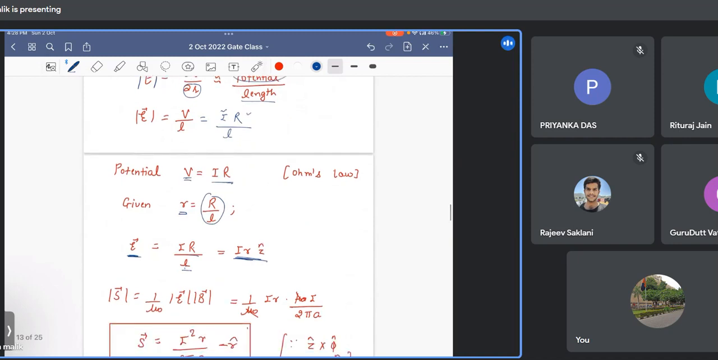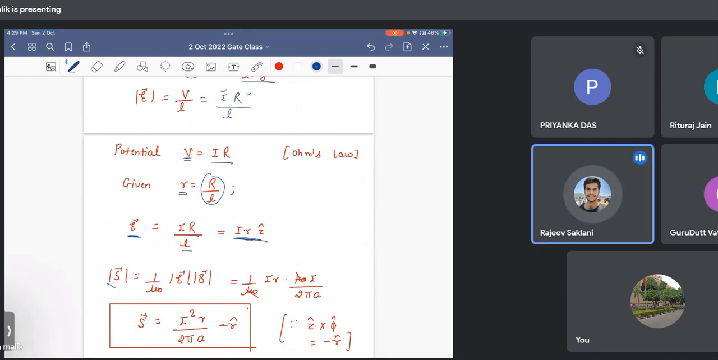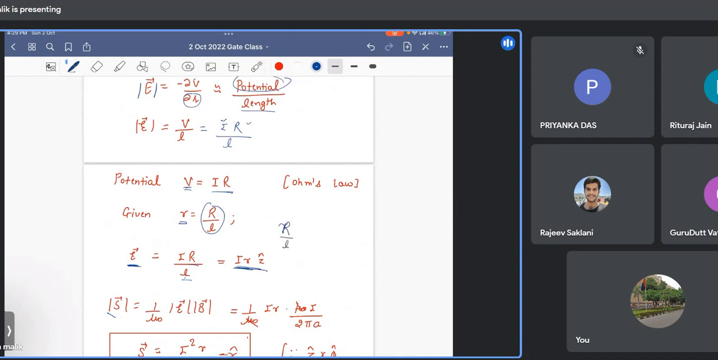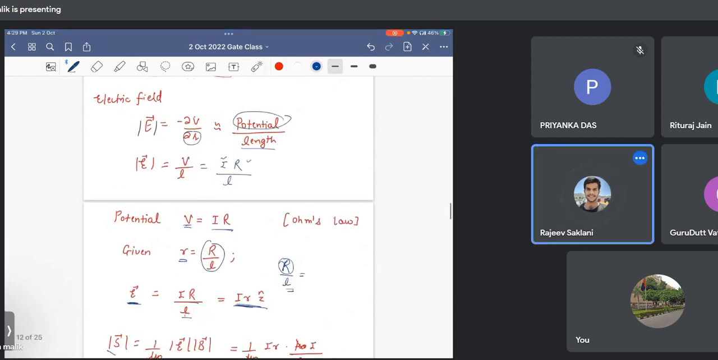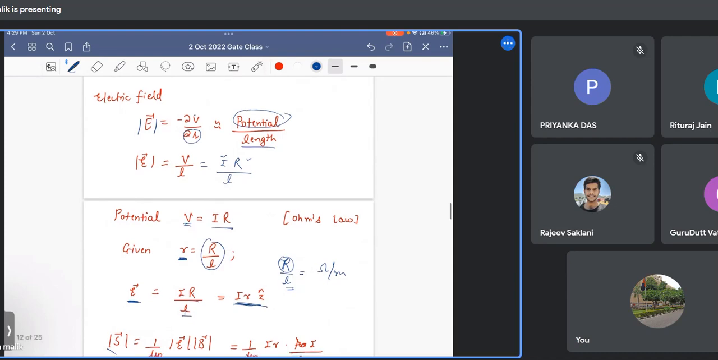So we have to calculate the Poynting vector S, which is mod E cross B. Ma'am, what will be the dimension of small r here? This is the resistance per length, na? So ohm, resistance, ohm by length, meter. The dimension of resistance is ohm, na? Yes, this is ohm by meter. This is the dimension of small r here.